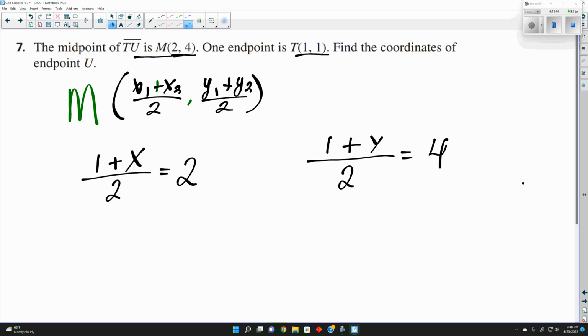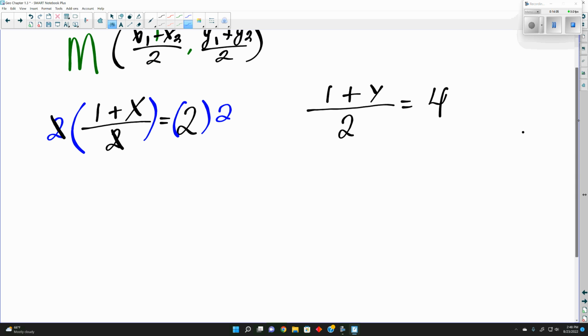Which one do we want to solve for first? X. So exactly, the first thing we would do is multiply both sides by 2. And again, the reason we're multiplying both sides by 2 is to simplify this fraction on the left-hand side. This here, the 2 over 2 will simplify to 1. They cancel each other out, leaving us with 1 plus x is equal to 4. 2 times 2 is 4.